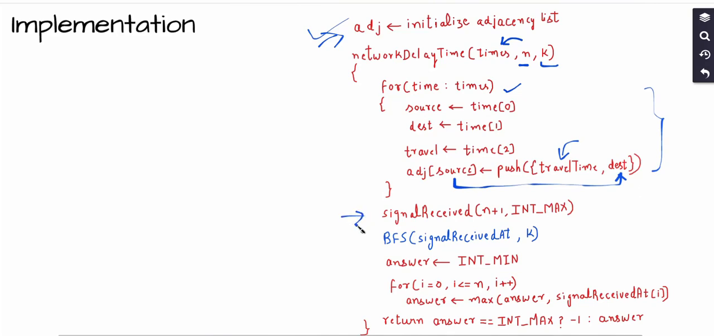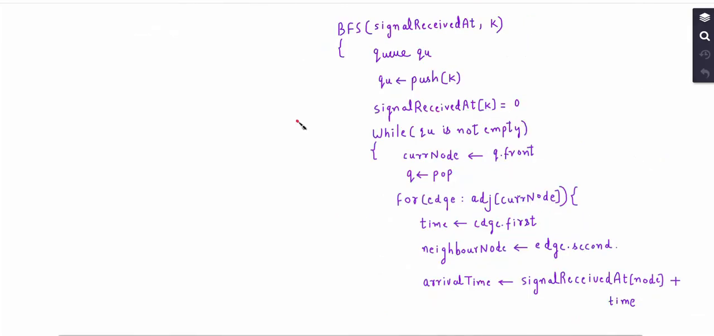Then I declare my signals received array and initialize it with a very large value, that is, no node has received any signal yet. Then I will call my BFS function while passing in this array and the source node. So let's see the working of this BFS algorithm in the next slide. So here we have our BFS function, which takes in the signal received array and the source node.